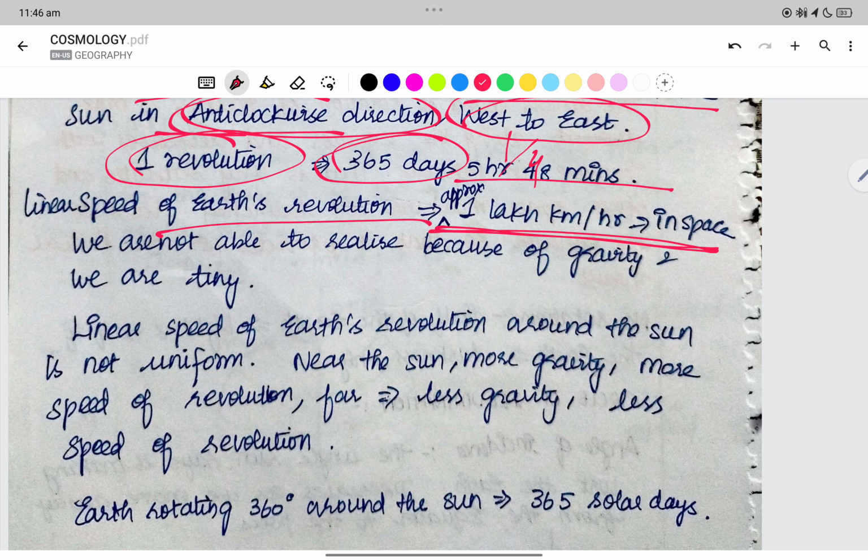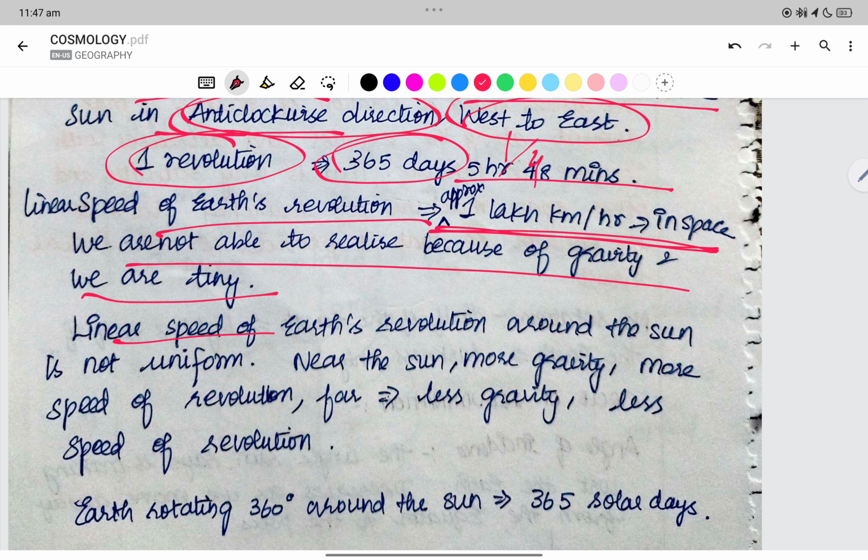Approximately 1 lakh kilometer per hour. In space we are not able to realize it because of the gravity and we are so tiny. Earth is revolving at a very great speed, but we are unable to feel that speed, because the earth is having gravity and we are so tiny.